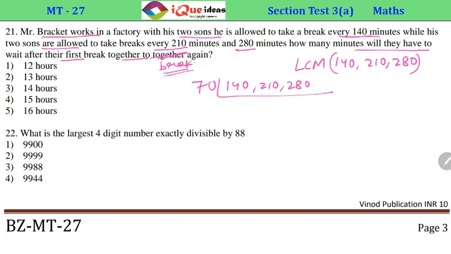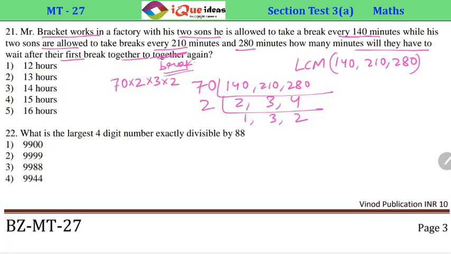So let's take 70 common. So 140 gives us 2, 210 gives us 3 and 280 gives us 4. Then take 2 common, so this will give us 1, 3 and 2. So the LCM will be equal to 70 into 2 into 3 into 2.